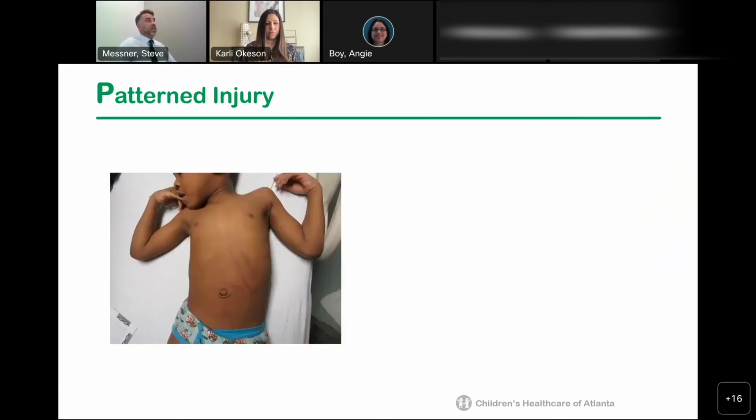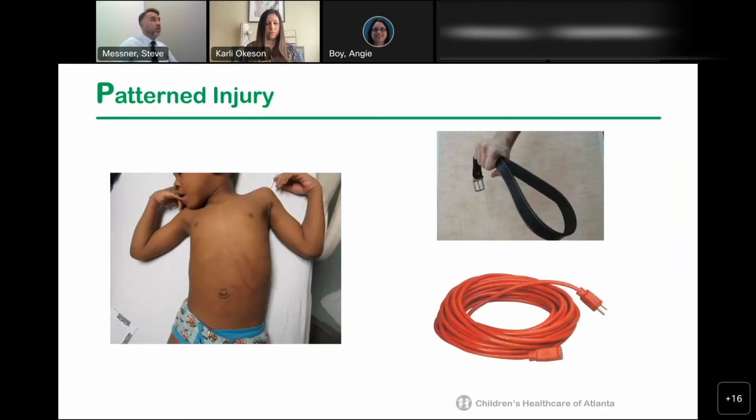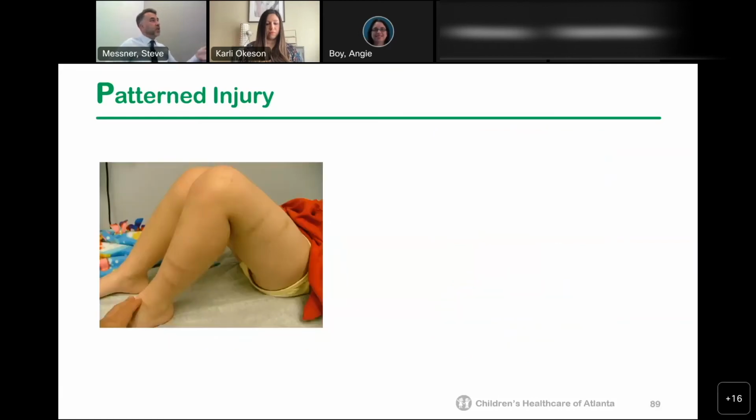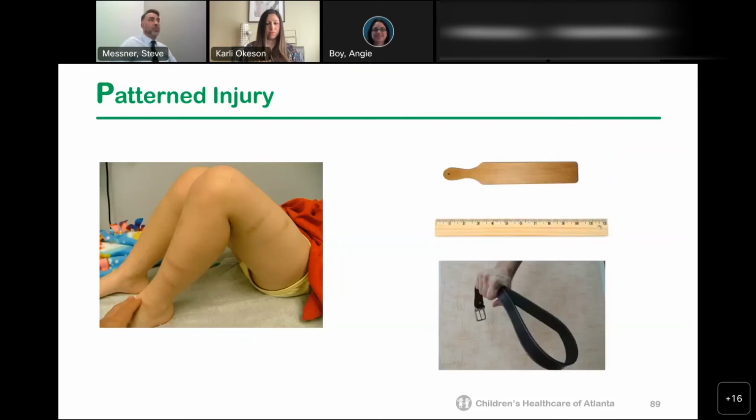And then the P is patterned injury. So pattern, like here's a loop mark, which could be from a belt, could be from a cord, something that's looped over, just has a pattern to it. There's another pattern where you see lines and parallel lines. So the outline of an object, either like from a paddle or from a ruler, or potentially from a belt if you're not being struck by the looped end of it.